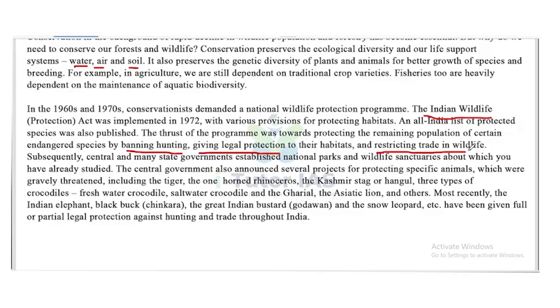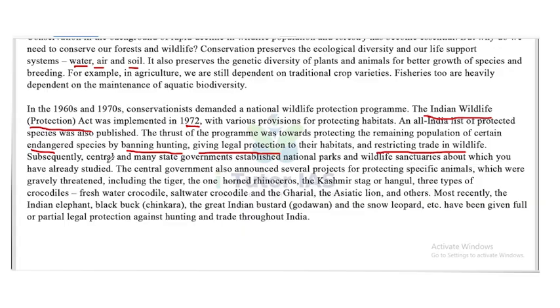So in the 1960s and 1970s, many conservationists demanded a National Wildlife Protection Program, and that way the Indian Wildlife Protection Act 1972 was implemented, with various provisions for protecting habitats. The thrust of the program was towards protecting the remaining population of certain endangered species by, first, banning hunting, then giving legal protection to their habitats, and restricting trade in wildlife.